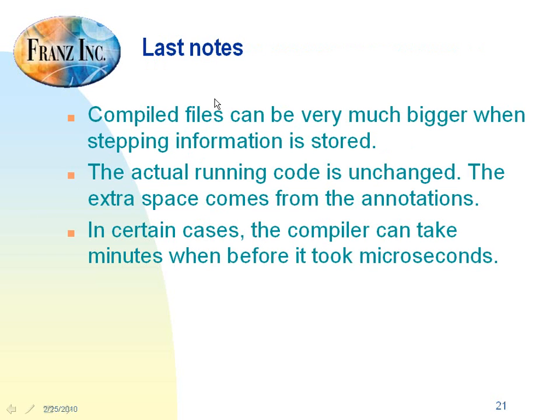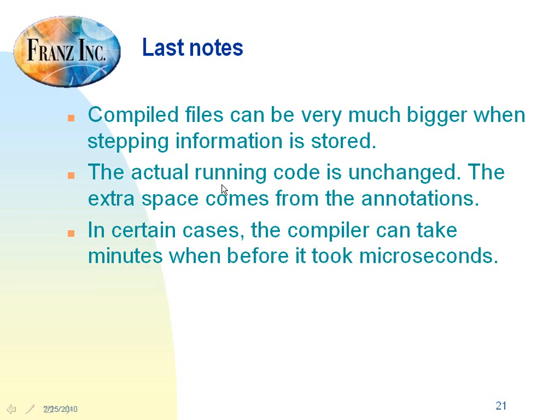Okay, that's really the end of the demonstration, but just to remind you, the compiled files can be very much larger when stepping information is stored. The actual code, the compiled code, is unchanged. That is, if you compile a file with stepping information not stored, you end up with compiled versions of the various functions defined in the file. Those compiled versions, when you do save stepping information, are identical.